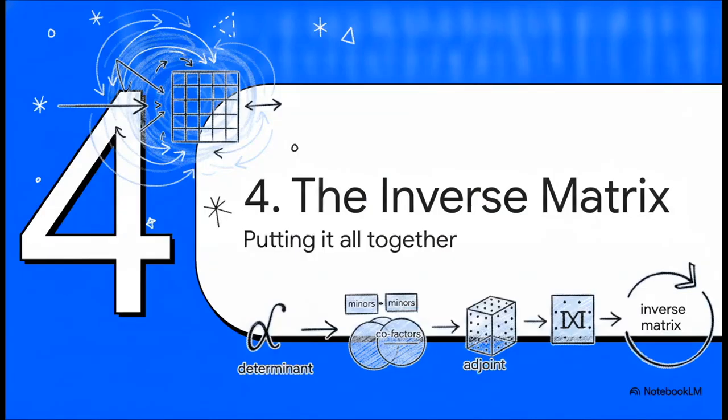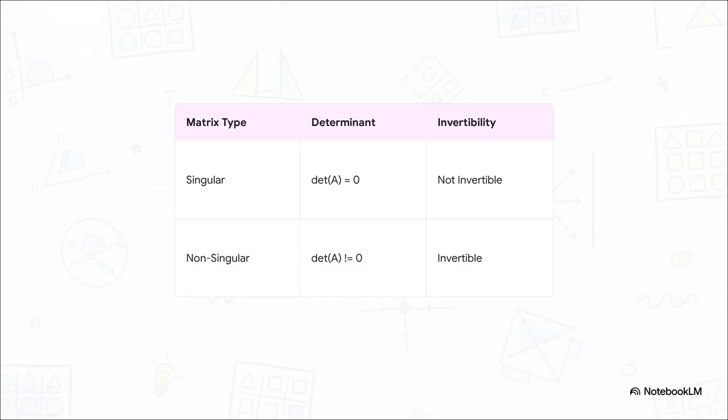Which brings us nicely to section 4, calculating the inverse matrix. Now, what's really interesting here is that everything we've talked about so far, the determinant, the minors, the cofactors, the adjoint, they are all combining right here to solve one major problem: finding the inverse. But hold on, before we do any math, we have to check a strict mathematical law to see if the inverse even exists at all.